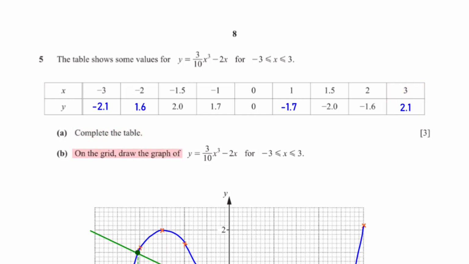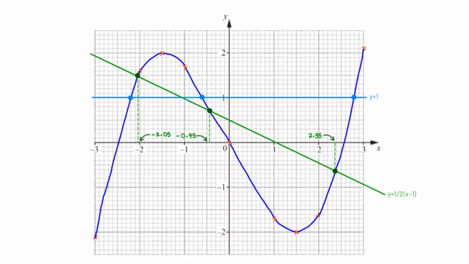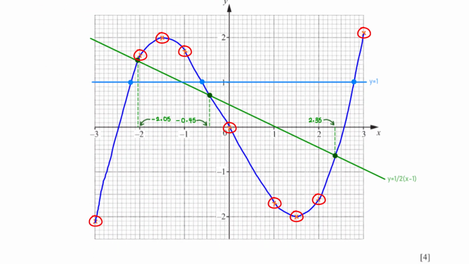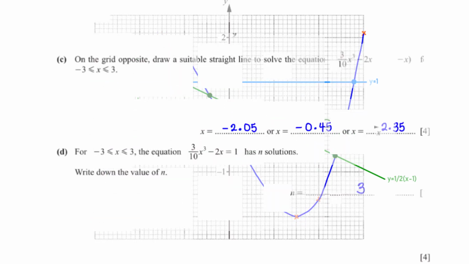On the grid, draw the graph of y equals 3/10 x cubed minus 2x, for x greater than or equal to -3 and less than or equal to 3. On the grid, we plot all the points in the table and connect the points with a smooth line.